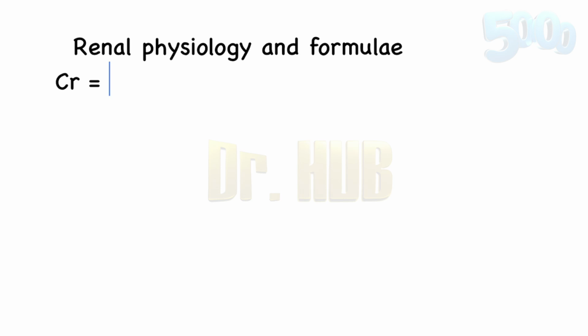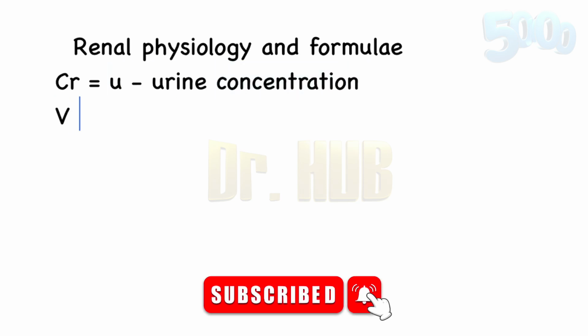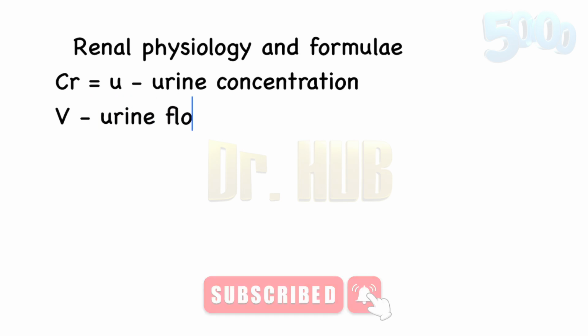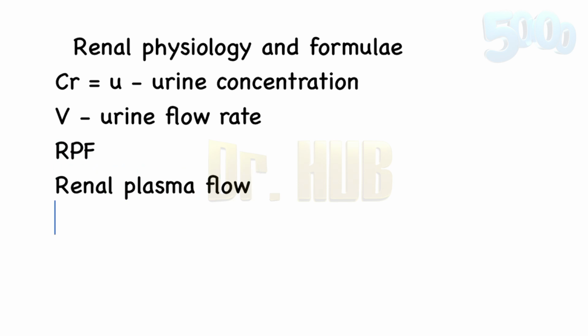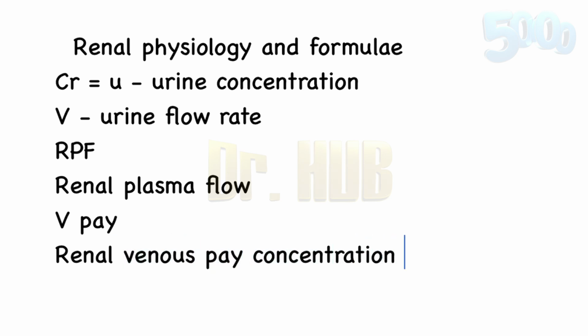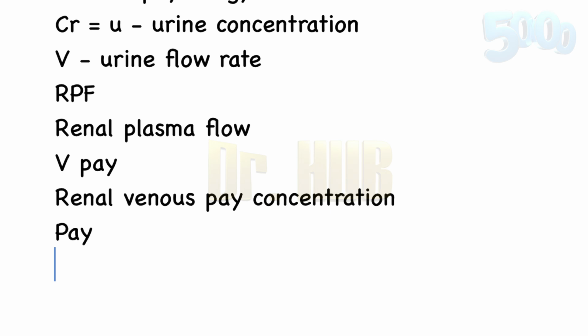So before we move ahead, let's look at the notations. U stands for the urine concentration, and V stands for the urine flow rate. Then comes RPF, the renal plasma flow. Then RBF, the renal blood flow. VPAH stands for the renal venous PAH concentration. Then comes PPAH, the renal arterial PAH concentration.